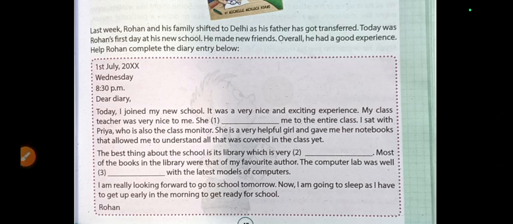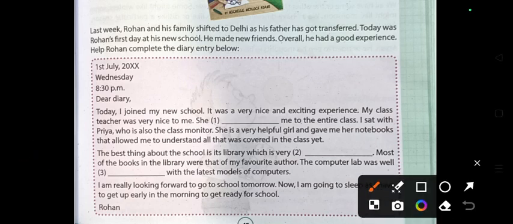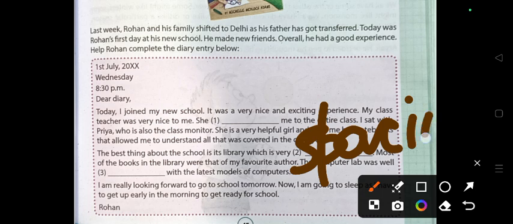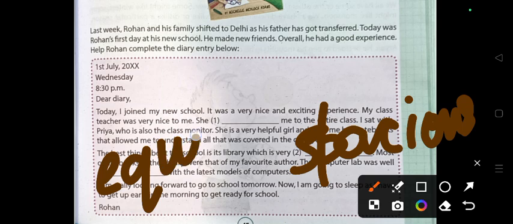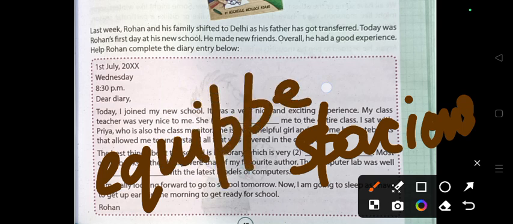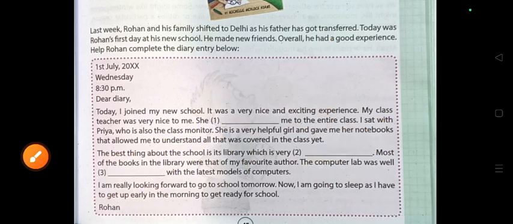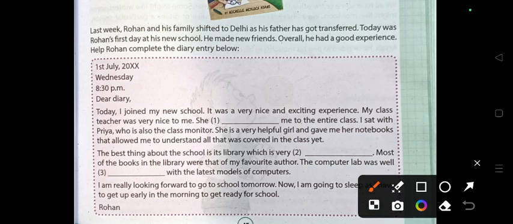She is a very helpful girl and gave me her notebooks that allowed me to understand what was covered in the class yet. The best thing about the school is its library, which is very spacious. So we will write here spacious. Most of the books in the library were that of my favorite author. The computer lab was well equipped, E-Q-U-I double P-E-D, equipped with the latest models of computers. I'm really looking forward to going to school tomorrow. Now I'm going to sleep as I have to get up early in the morning to get ready for school.